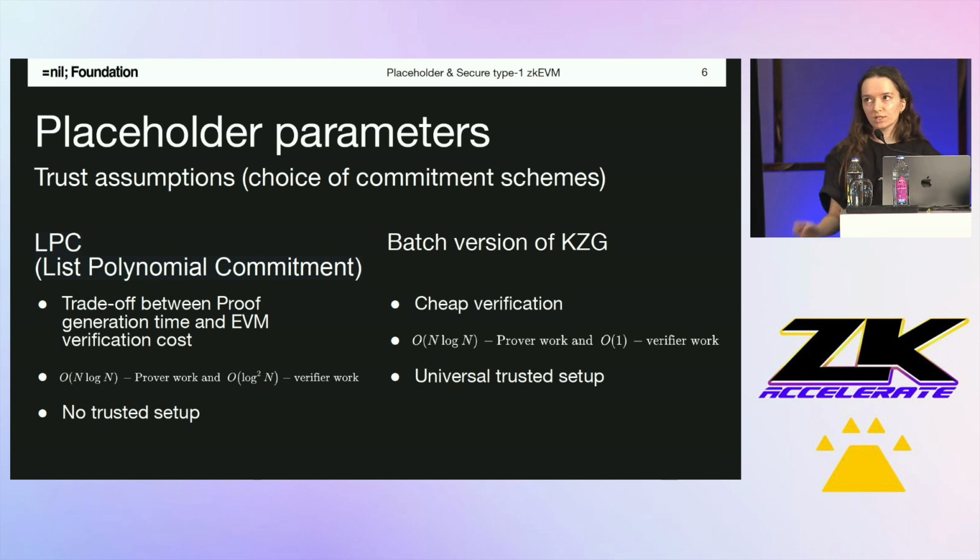Yeah. For KZG, it's always cheap verification, but it has a universal trusted setup. For LPC, we don't have any trusted setup, but it's not so cheap, really. But we can achieve some trade-off between proof generation time and verification cost. And when I say verification cost, obviously, I mean cost in gas.